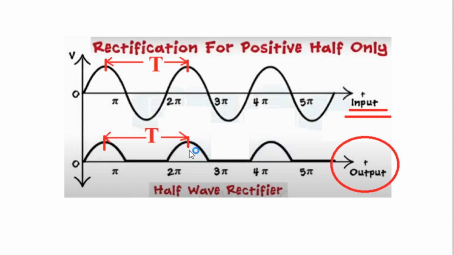And here is the frequency of the ripple. Because ripple is there, this is not a pure DC. Again we have to connect one filter, and then you will get the ripple reduced. So for the frequency of the ripple, see here positive peak and then positive peak, the negative half cycle is removed. So the frequency of the ripple is equal to the frequency of the input signal. The time from positive peak to positive peak is the same for the output ripple. Therefore the frequency of ripple in a half wave rectifier is equal to the frequency of the input signal, and that is 50 hertz, because in India the AC mains frequency is 50 hertz.